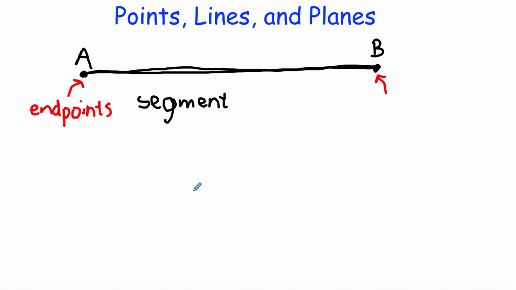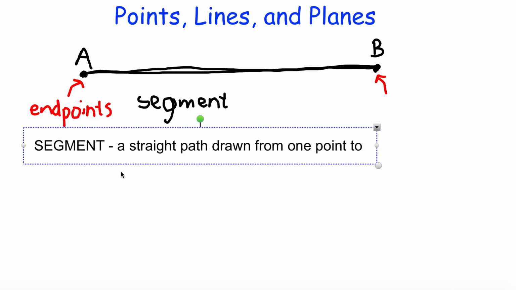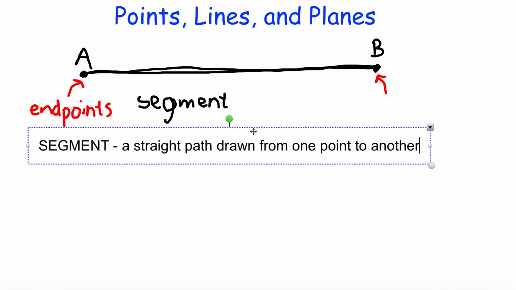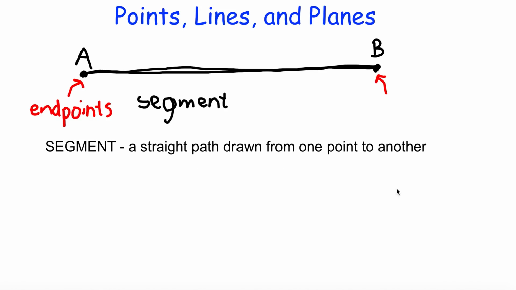So that's what a segment looks like. It's just a straight path, and you can write the definition on your definition sheet. I'm going to type it out here, that a segment is a straight path drawn from one point to another. And I'll give you a second to write that down on your definition sheet while you do that. So a straight path drawn from one point to another.